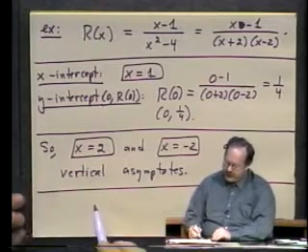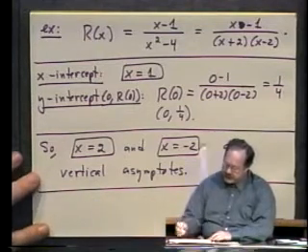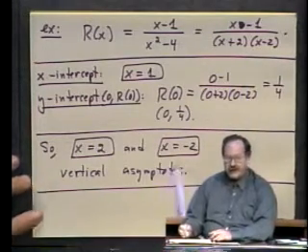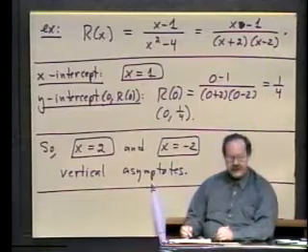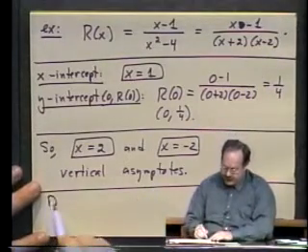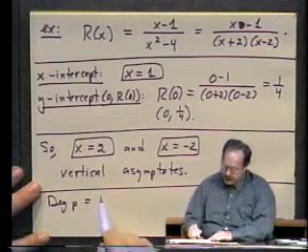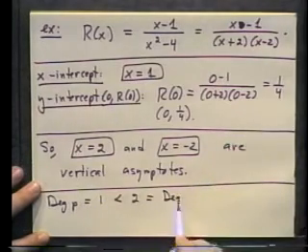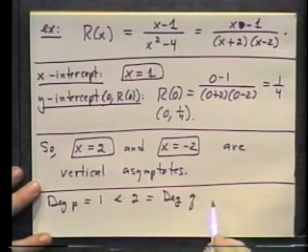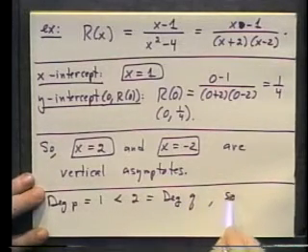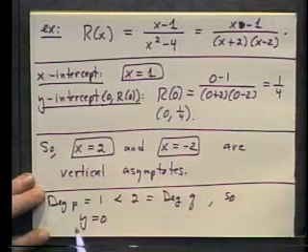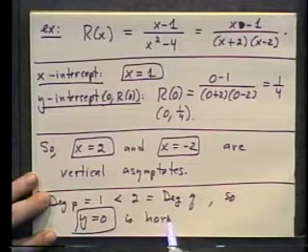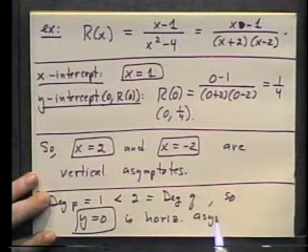What else can we say? Well, the degree of the top is less than the degree of the bottom. We got the vertical asymptotes by looking at just the bottom, but now we examine it from the point of view of degree of the top. Degree of p, which is 1, is less than 2, which is the degree of q, the bottom. So we have a horizontal asymptote. And that horizontal asymptote, since the top is less than the bottom, is y equals 0. So that's a horizontal asymptote.